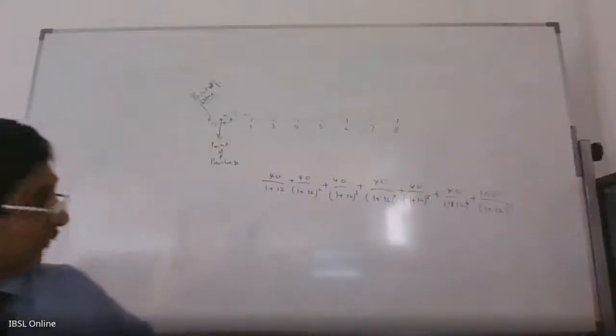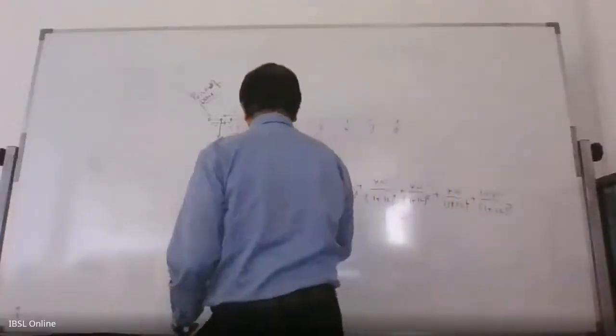YTM is given, it is annual, 12%. But when it comes to semi-annual, it should be 6%, that is 0.06.